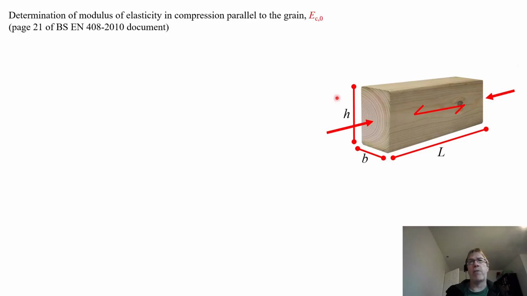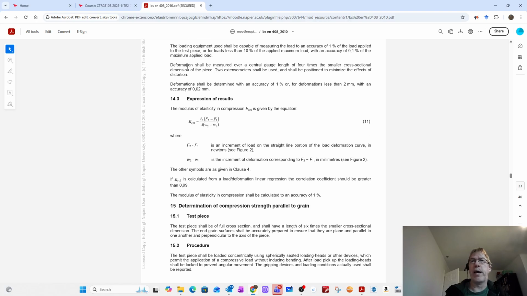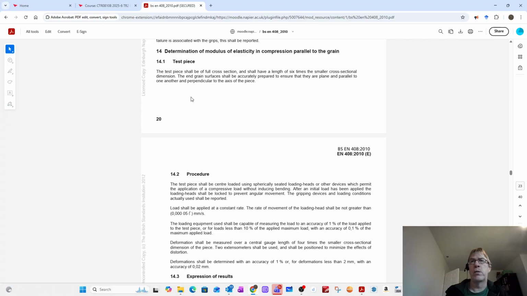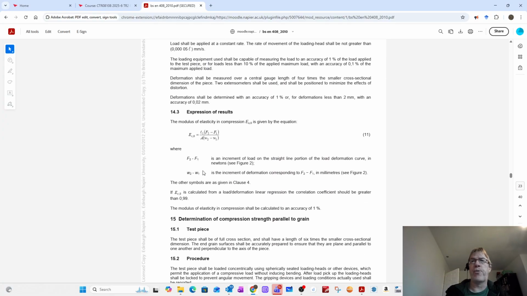Now we want to calculate the modulus of elasticity parallel to grain, or Ec,0. Again, from the same page, page 21, we'll find it in section 14.1, 2, and 3.